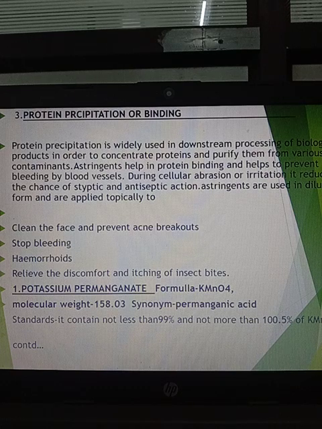Now coming to the first monograph, potassium permanganate, known as KMnO4. This is a very good oxidizing agent, where the molecular weight is 158 and the synonym is permanganic acid. Standard: it contains not less than 99% and not more than 105% of KMnO4. That means 99 to 100% is the range, and below and above this it will be toxic or non-working.